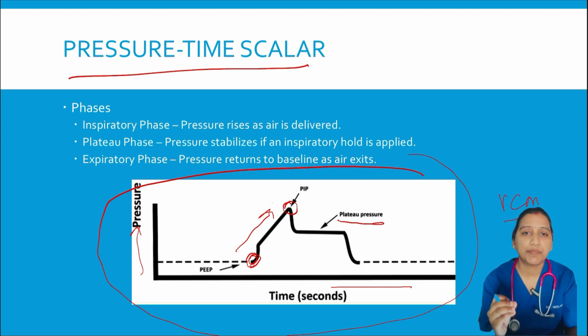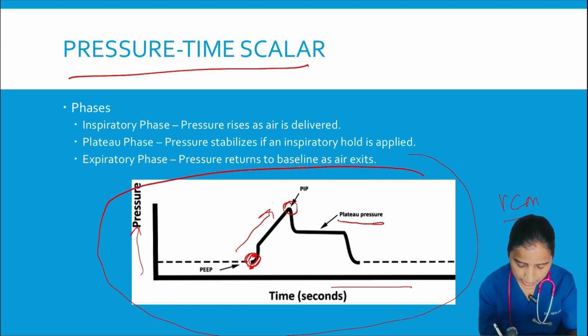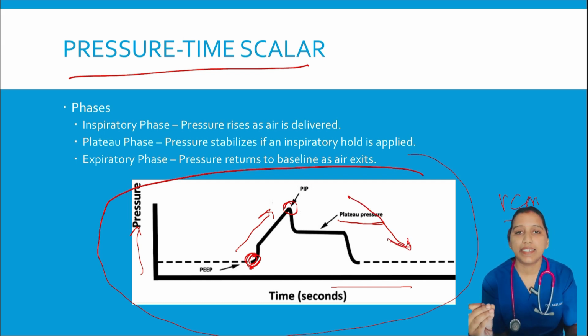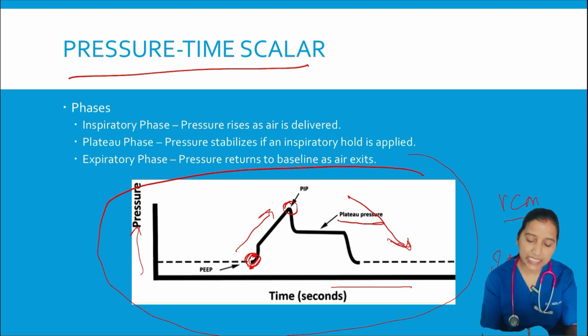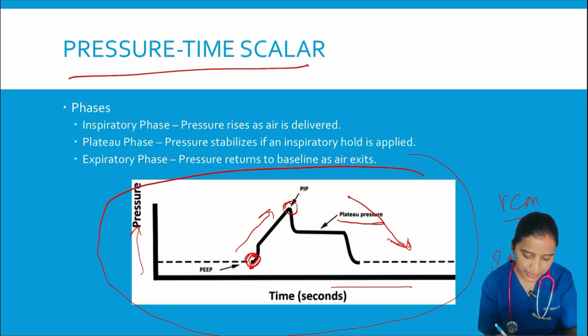PEEP is basically the pressure at the end of expiration. This is the expiratory phase. An additional parameter that can be measured in the pressure-time scalar is the intrinsic PEEP. This is obtained by completing the expiratory hold maneuver on the ventilator. So these are the parameters that we see in a pressure-time scalar.